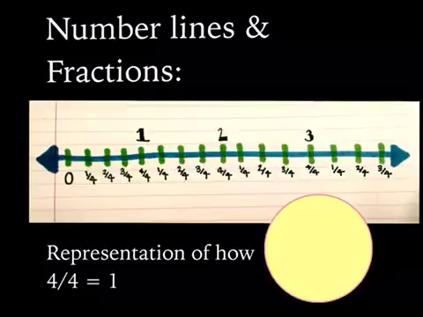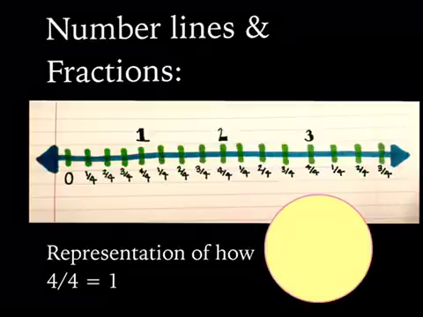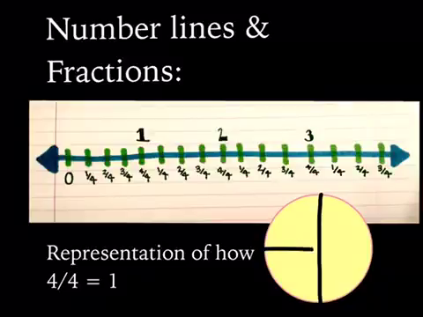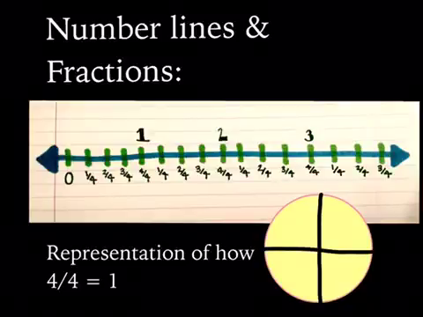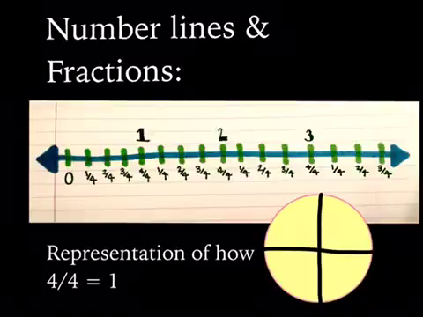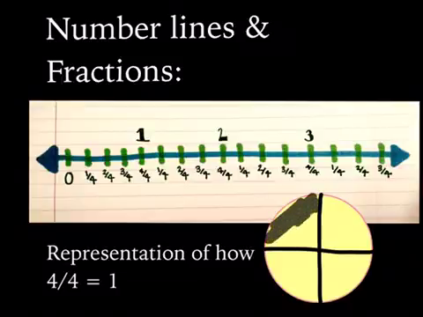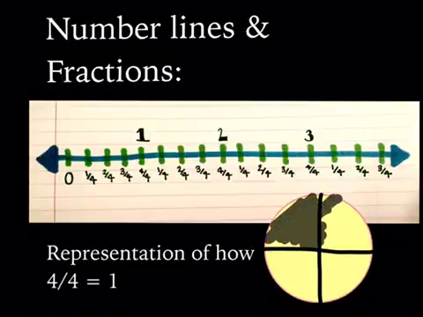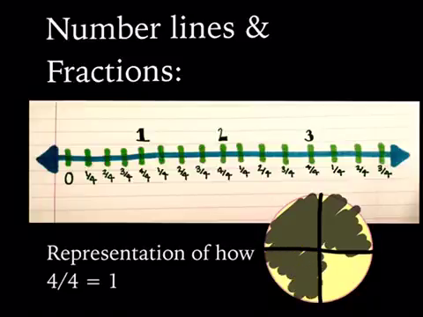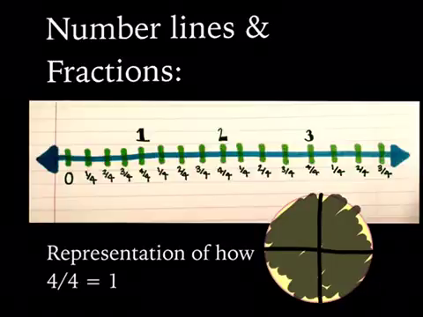But how exactly does 4/4 equal 1 whole? Well, let me show you. So you'll take this circle right here, and you will draw 2 lines creating 4 equal parts. Then I'm going to take my highlighter and highlight in 1/4, 2/4, 3/4, and 4/4, and that equals a whole.